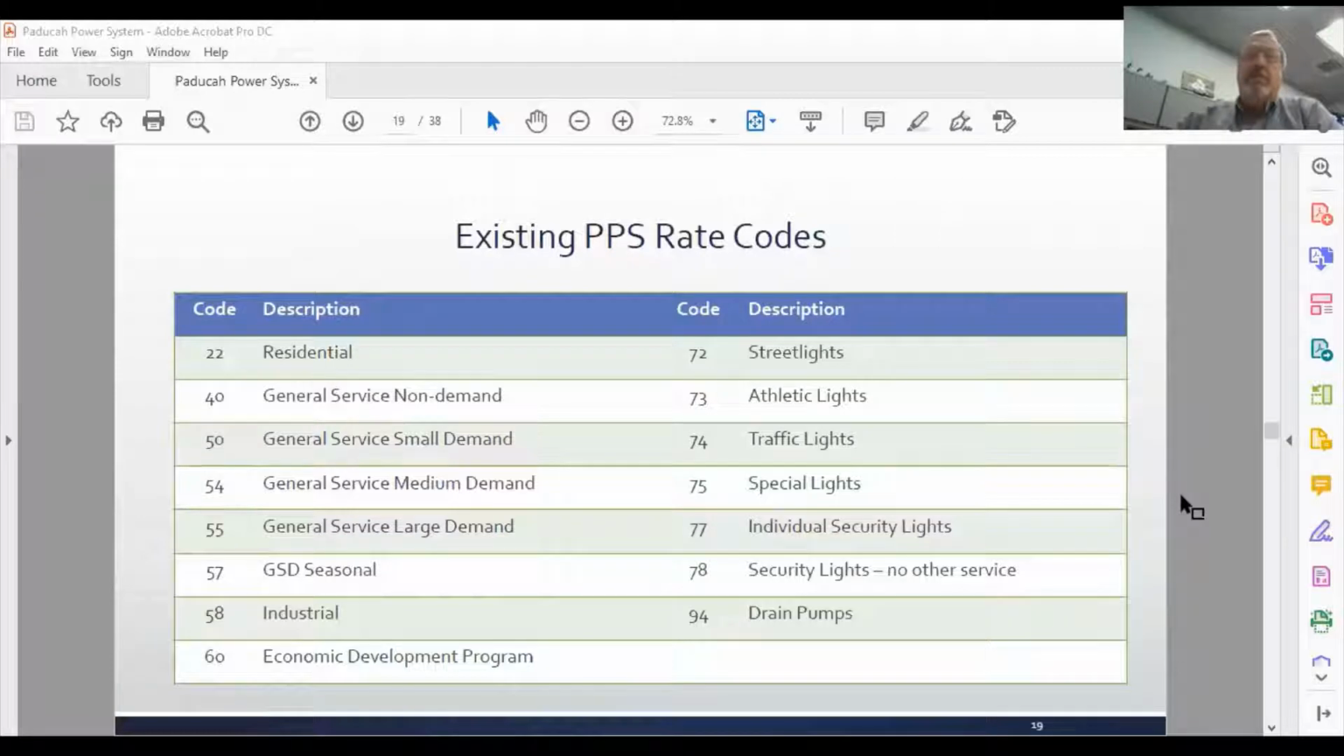So this is a list of the rate codes that we have in our billing system, and it's not anything that we need to go over. Just wanted to let you know that we have rate codes, and so if a customer comes and tells you I'm a rate 54 or I'm a rate 55, generally what they're talking about.